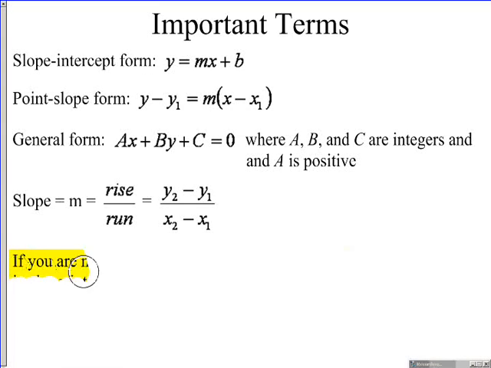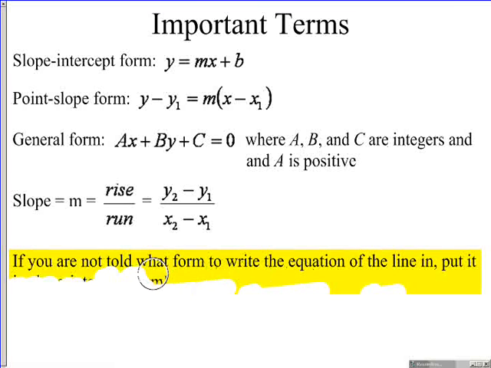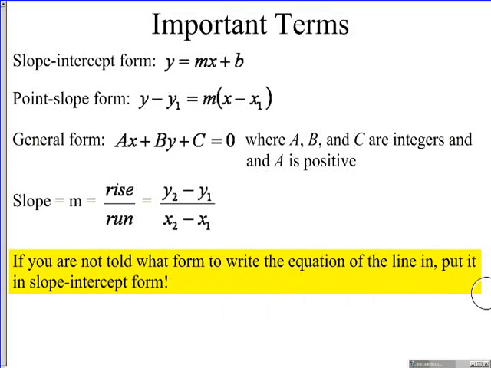If the directions do not specifically tell you what form to use, then you are always going to use slope-intercept form. If they do tell you what to use, then obviously put it in the form that you're asked for. But if it doesn't specifically say use point-slope form or general form, then your final equation should always be given in slope-intercept form.